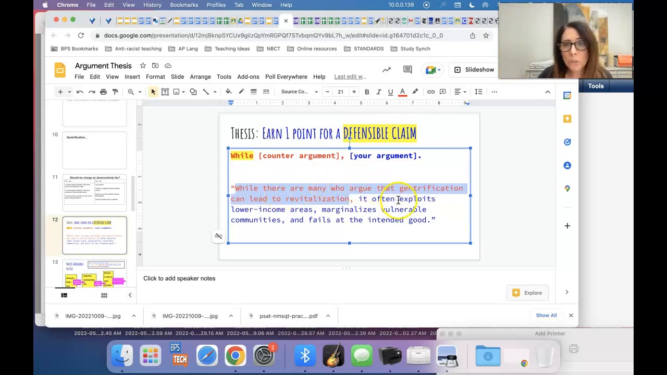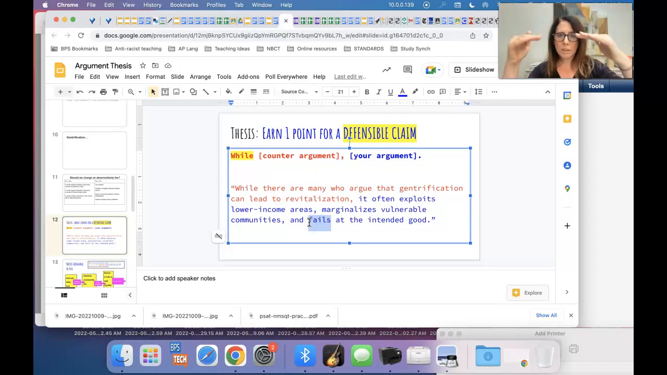So I also have these really great vivid verbs: exploits, marginalizes, fails, right? Those are 3 really vivid verbs that begin each of my 3 universal idea phrases or statements. So when I was creating this gentrification chart, I had 3 reasons why gentrification could be a positive thing, and then 3 reasons why it can be seen as a negative move.